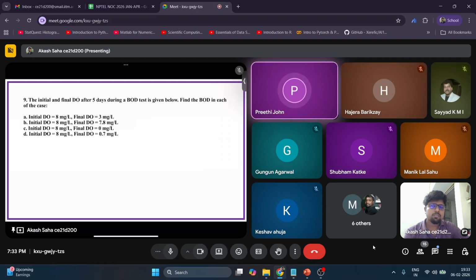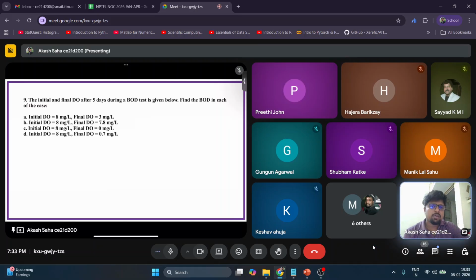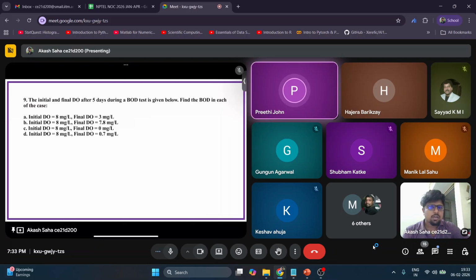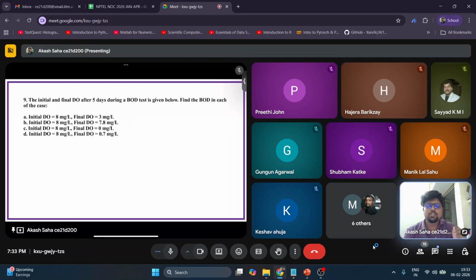The sample has to be diluted more. Why do you think so? Because all the dissolved oxygen is consumed. Yes, exactly. That is exactly correct.